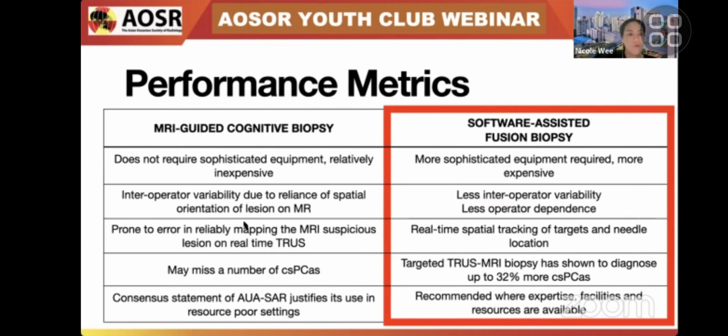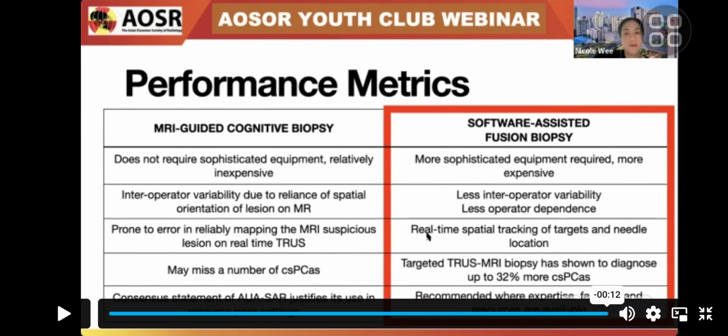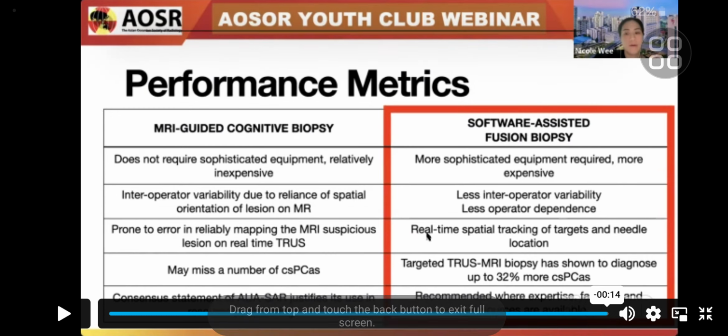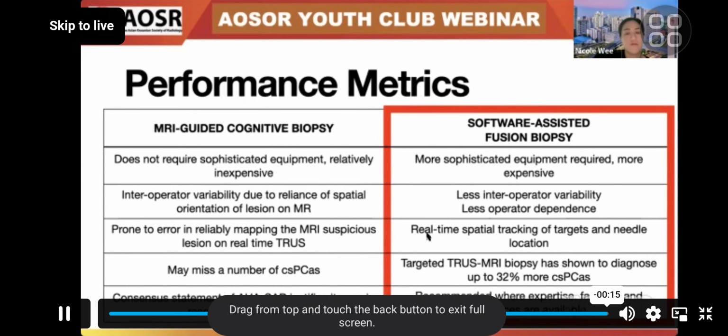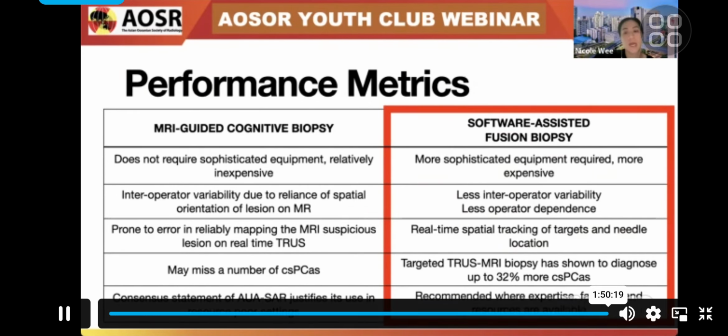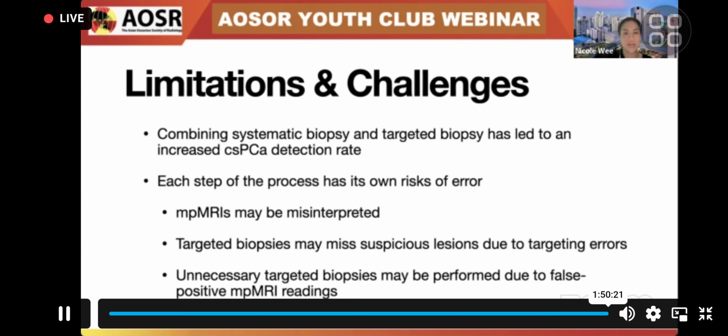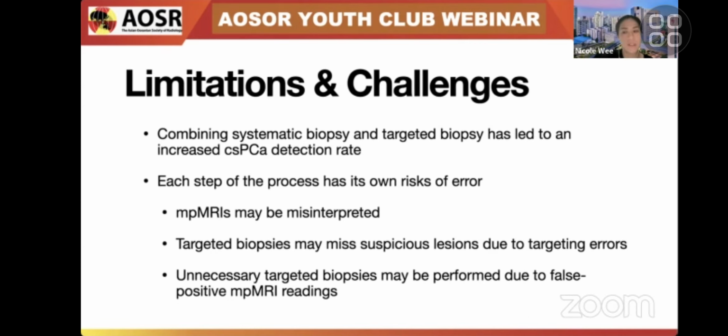So overall, the cognitive method actually shows a greater amount of interoperator variability due to the reliance on spatial orientation of the lesion from the MR, which is used to direct the ultrasound and biopsy needle by the operator. And comparatively, there's less interoperator variability in the fusion technique, especially when you use the mechanical arm, which has led to an increased detection rate of clinically significant prostate cancer.